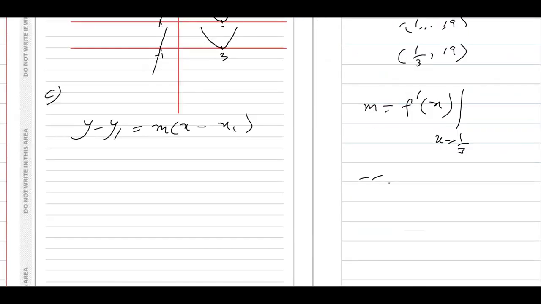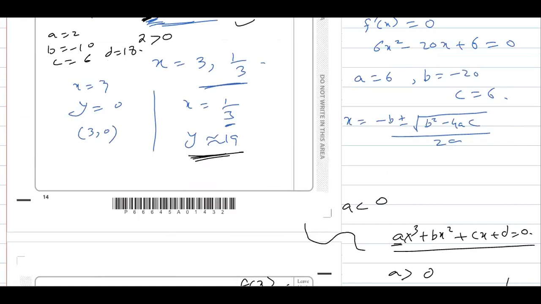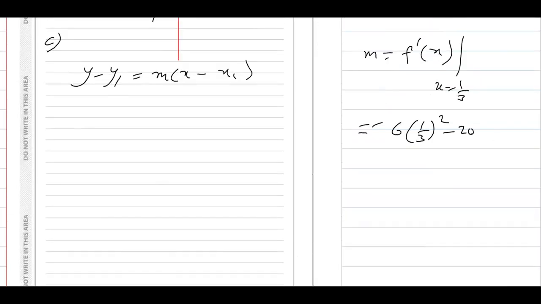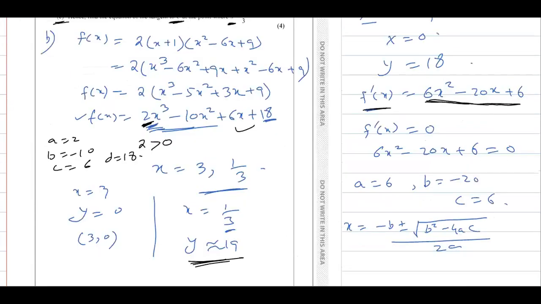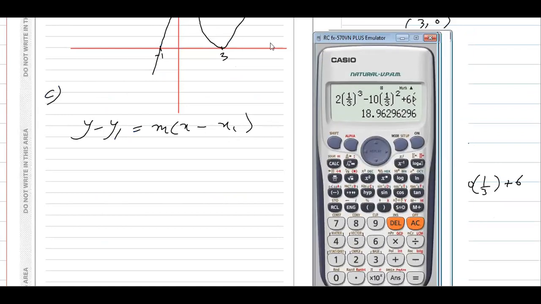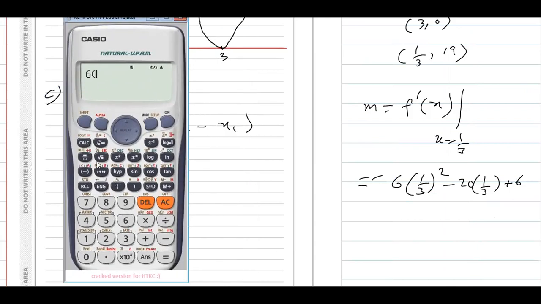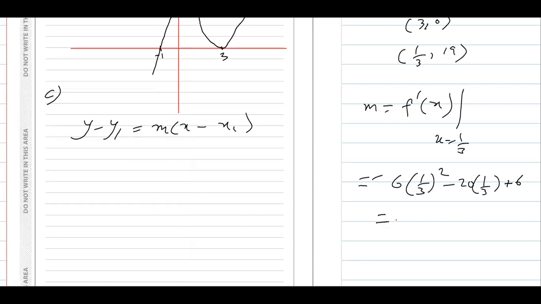So in this one, put x is equal to 1 over 3. That will be 6 times (1 over 3) squared, minus 20 into 1 over 3, and then plus 6. Simplify that to get the value of the gradient. Calculate this: 6 into (1 over 3) squared minus 20 into 1 over 3 plus 6. That is 0. It means your gradient is 0.